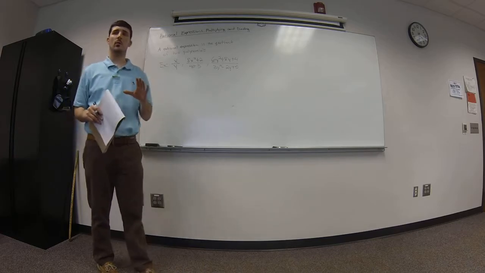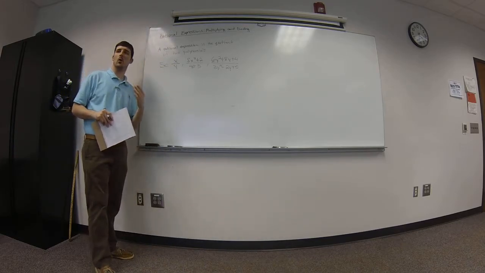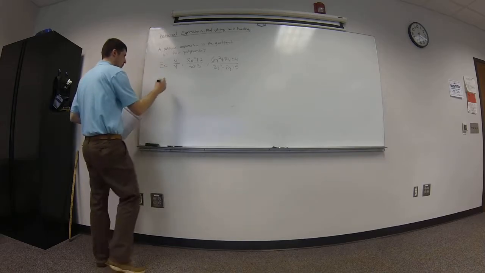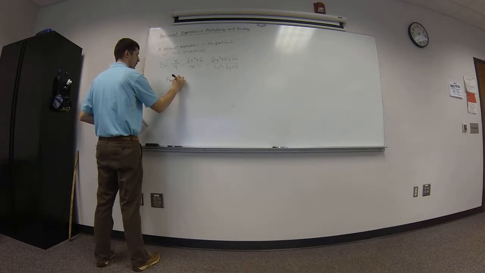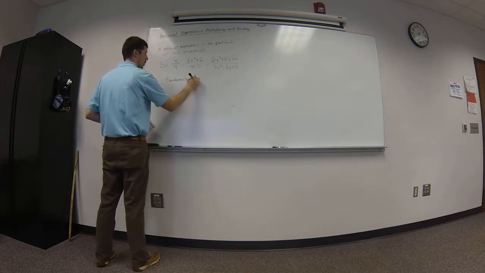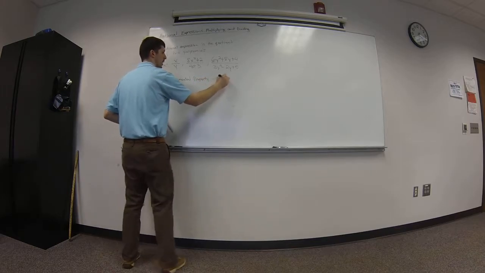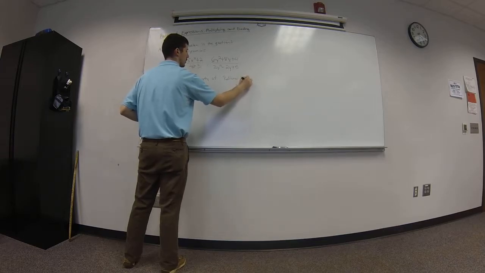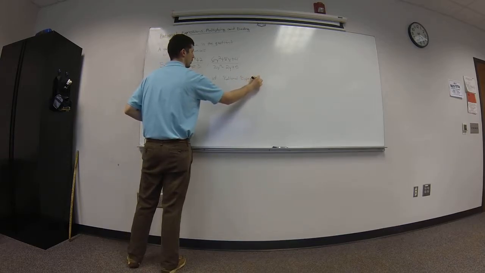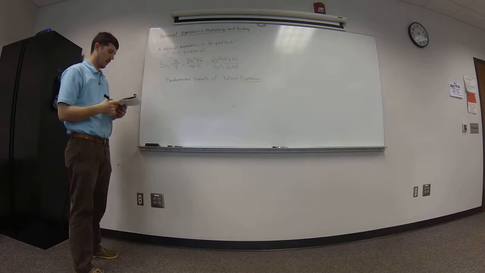All right, so the first thing we're going to look at is how to simplify and write rational expressions in our lowest terms. So to do that, we're going to use what we call the fundamental property of rational expressions. All right, so the fundamental property of rational expressions.